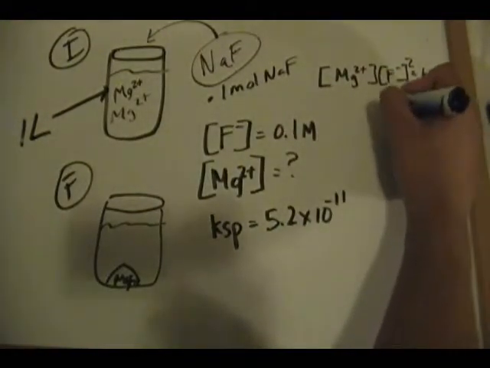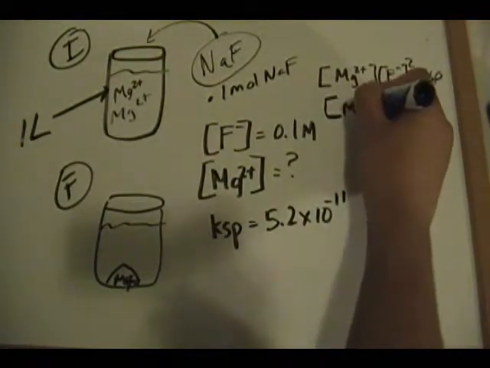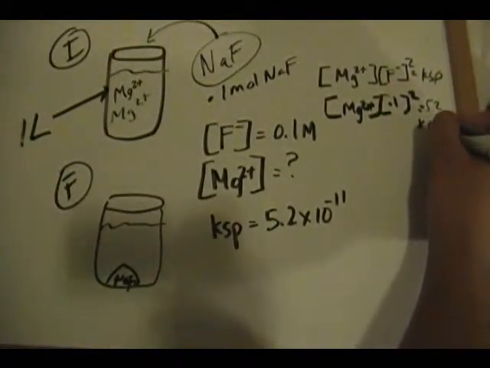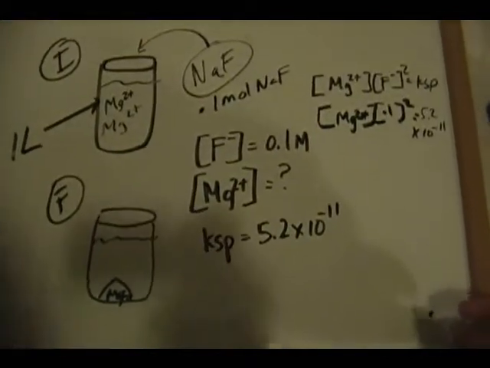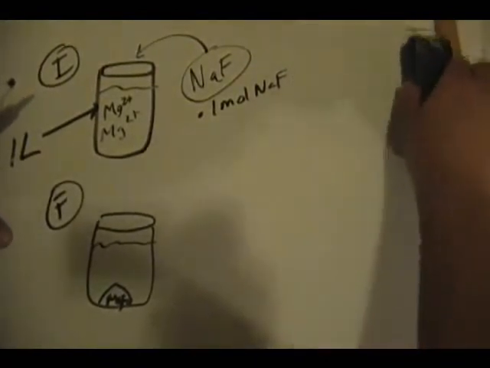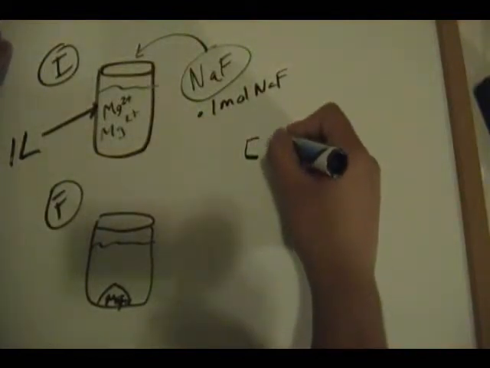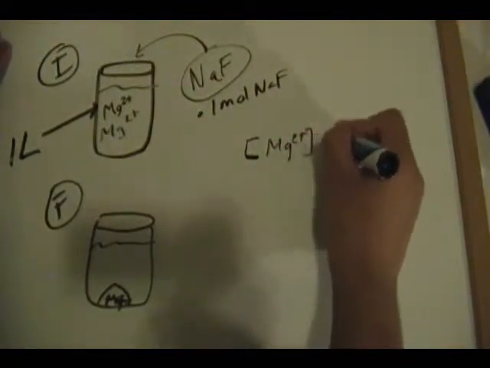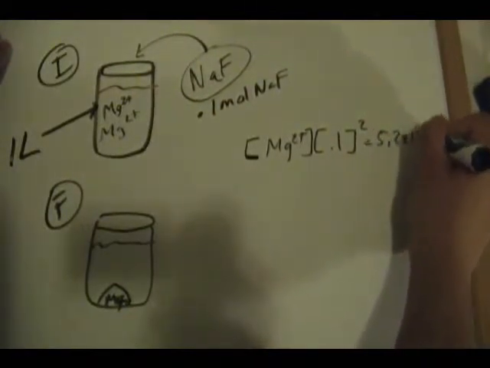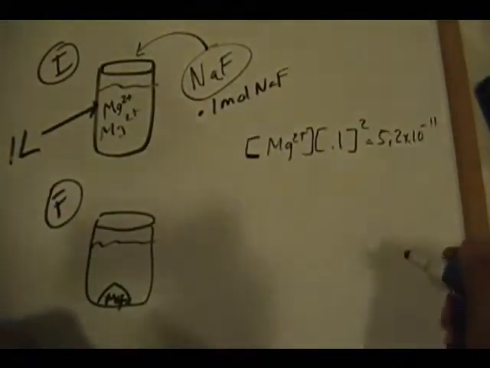Fluorine is 0.1, so we plug in 0.1 and square it. We don't know the concentration of magnesium 2 plus, and it's equal to 5.2 times 10 to the negative 11. There's some space to do this because it's looking a little messy. So the magnesium 2 plus times 0.1 squared equals 5.2 times 10 to the negative 11. Now all we do is solve for the magnesium concentration.